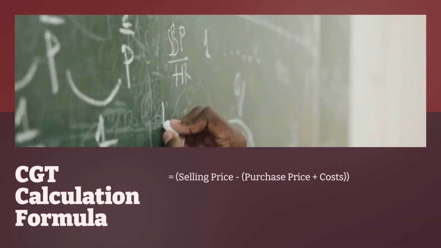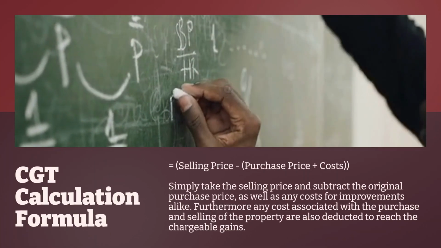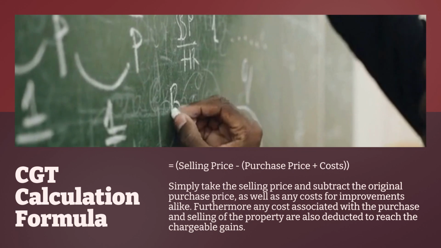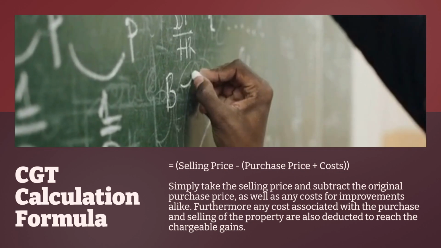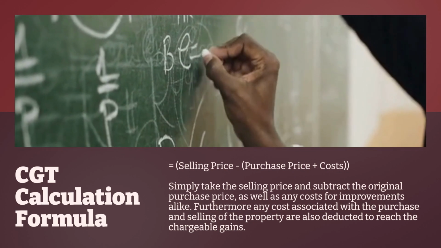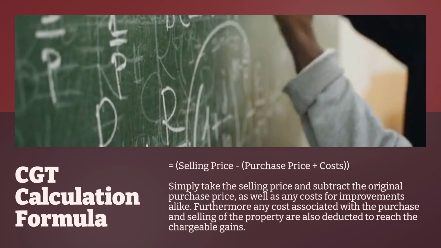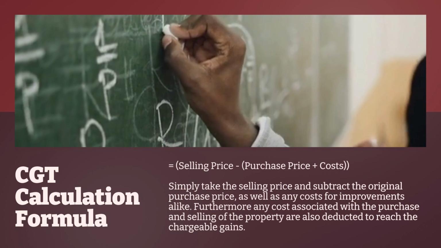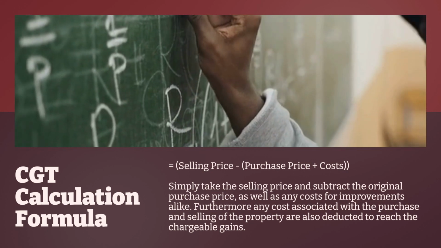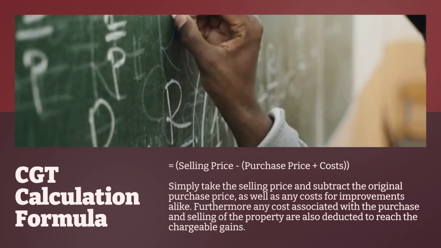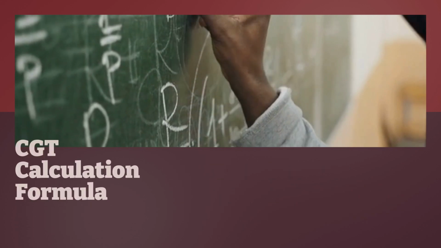Let's dive in deeper. The formula for calculating capital gain on a residential property is quite straightforward. You simply take the selling price and subtract the original purchase price, as well as any costs for improvements. Furthermore, any costs associated with the purchase and selling of the property are also deducted to reach the chargeable gains.